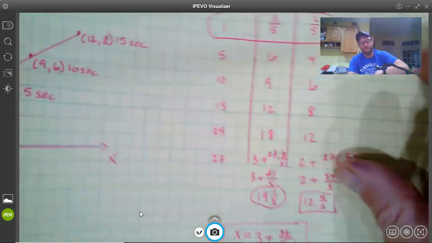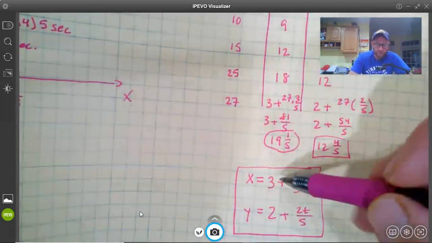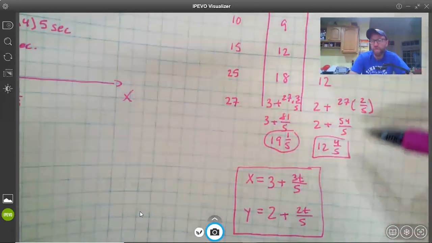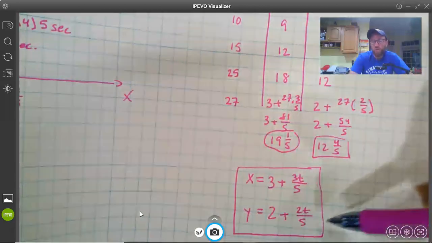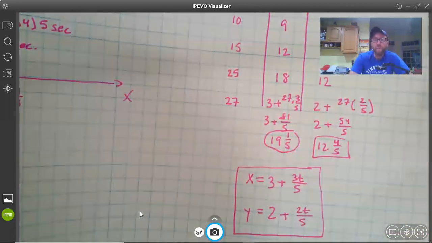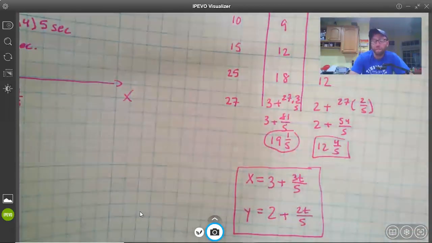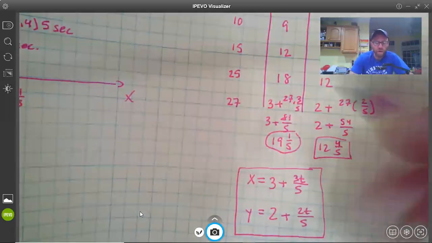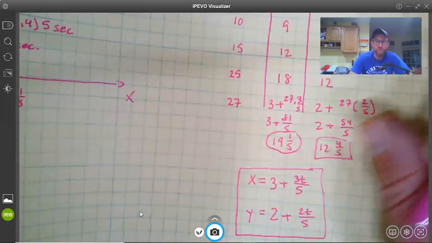All right. So x coordinate is calculated as 3 plus 3/5 t. And then the y-coordinate is calculated as 2 plus 2/5 t. So if I want to find out where the point is at any given time, I just plug a number in for t, my time, and do the calculations. I get xy coordinates and I plot them. And this is what's called a parametric. These are parametric equations. Okay.